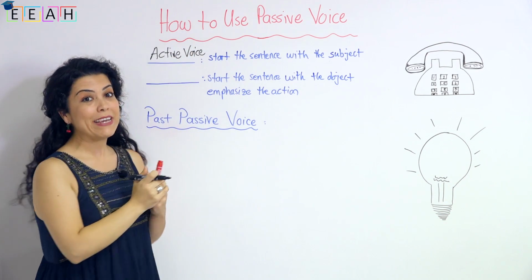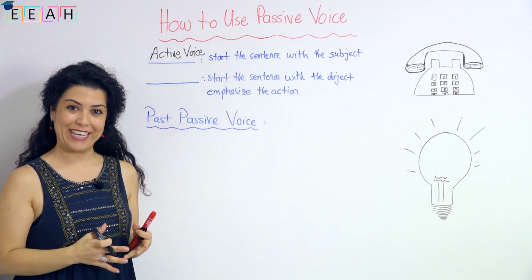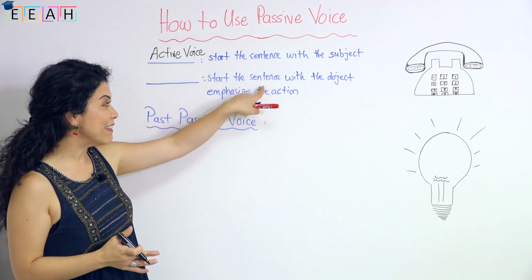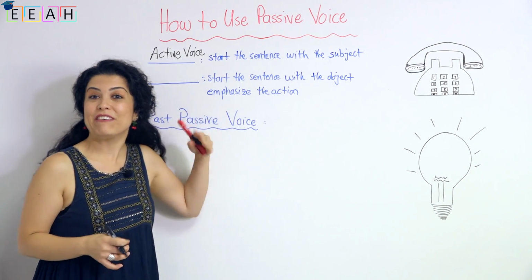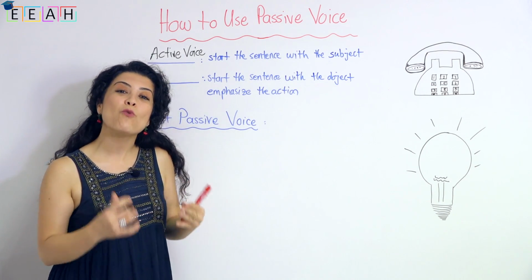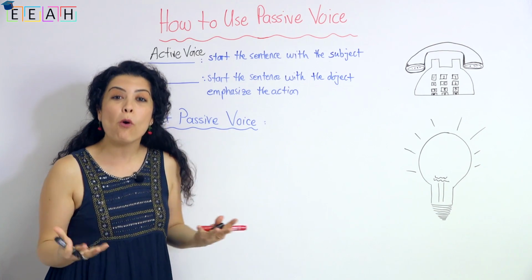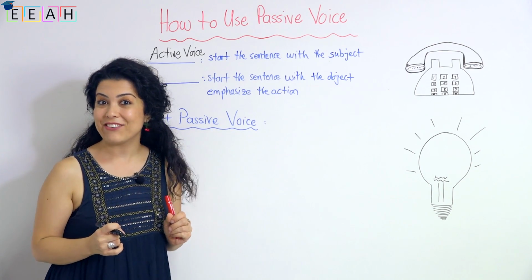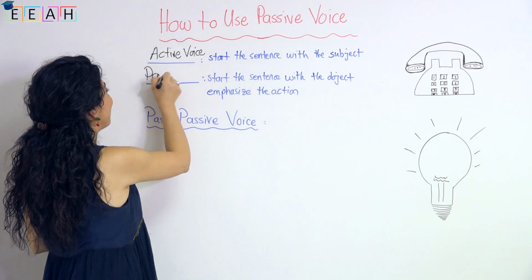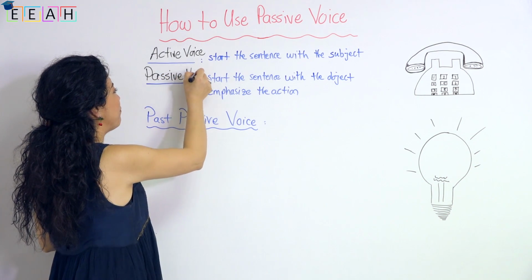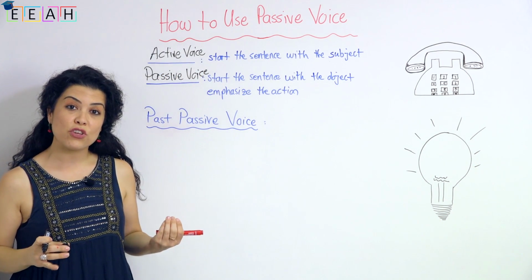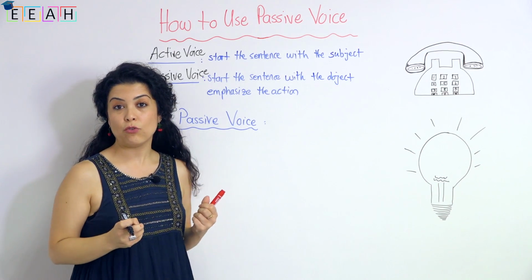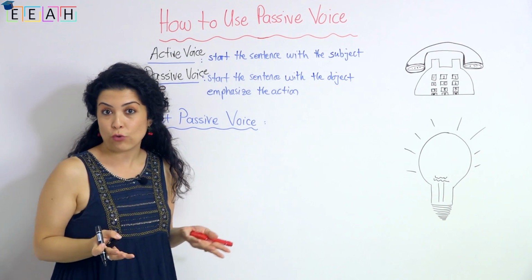If you are forming a sentence in the passive voice, on the other hand, you start the sentence with the object because you want to emphasize the action, okay? So you want to make the action more important than the actor. Passive voice. You can as well use passive voice when you don't want to mention the person who did the action, or maybe the person is not known, right?